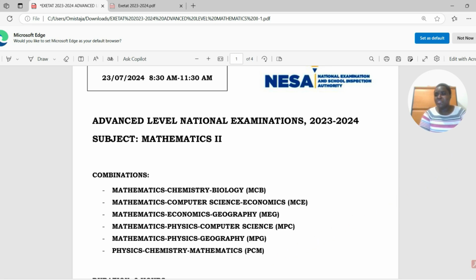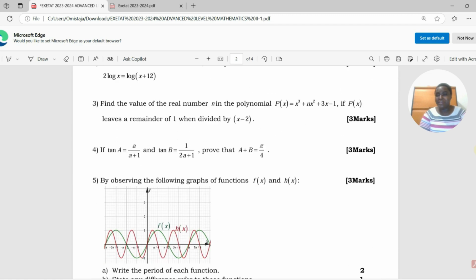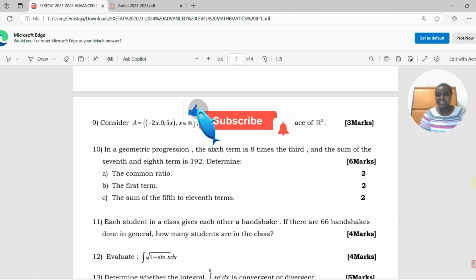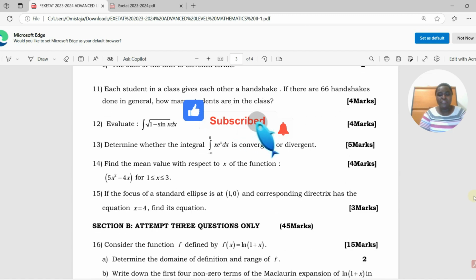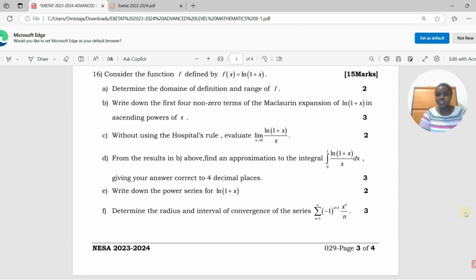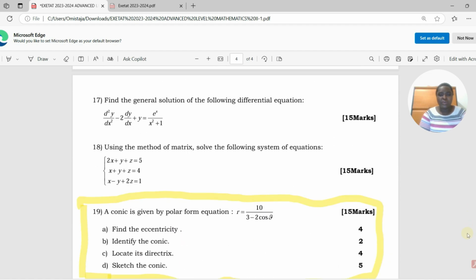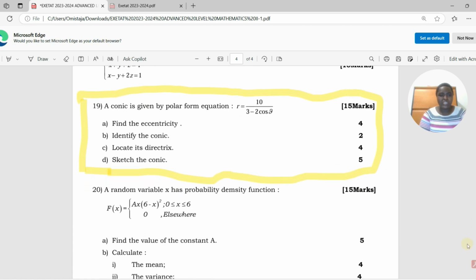So this is not only for students who are expecting to have their exam this year, but also for everyone who wants to learn. So let's see this question.